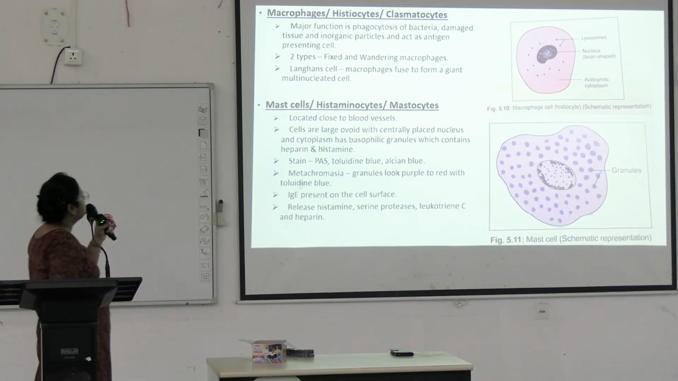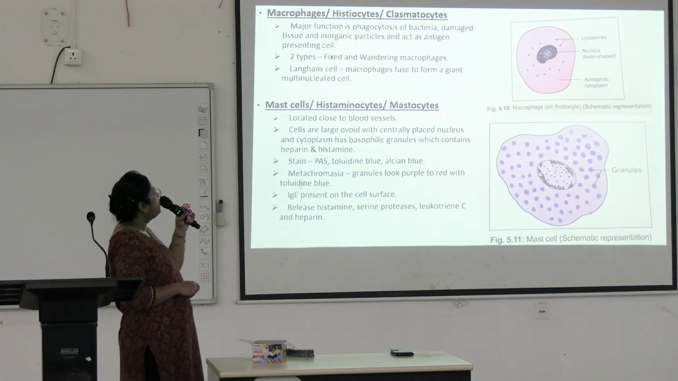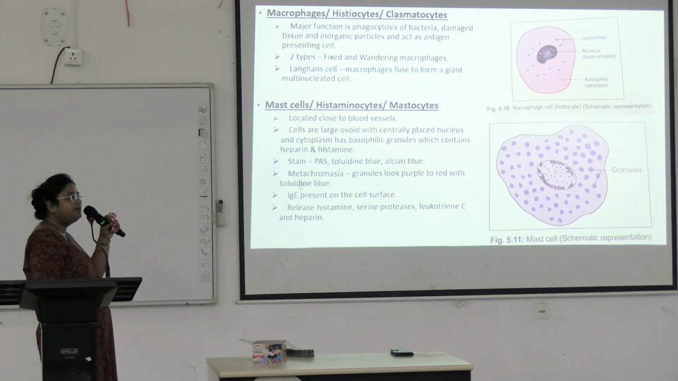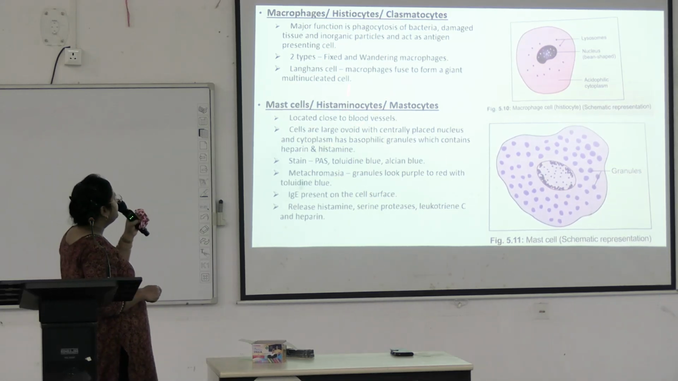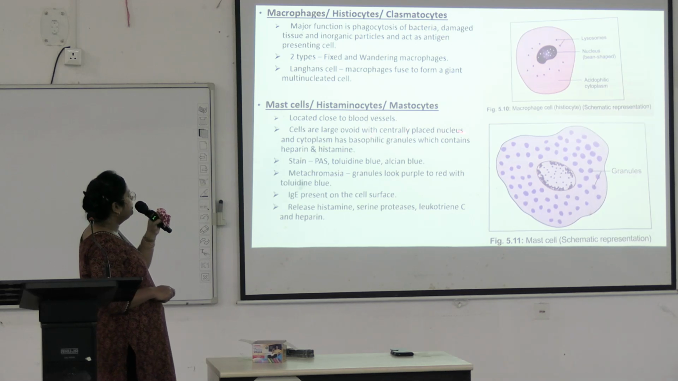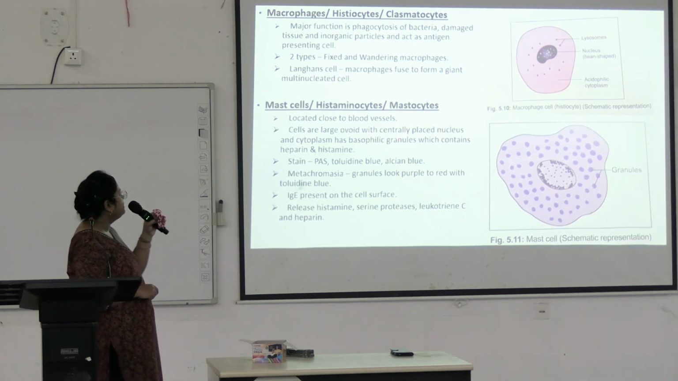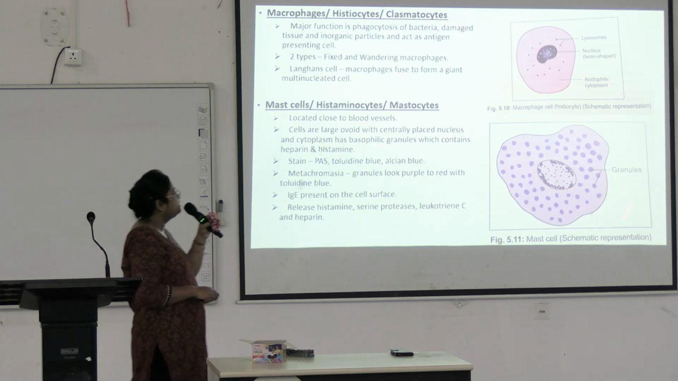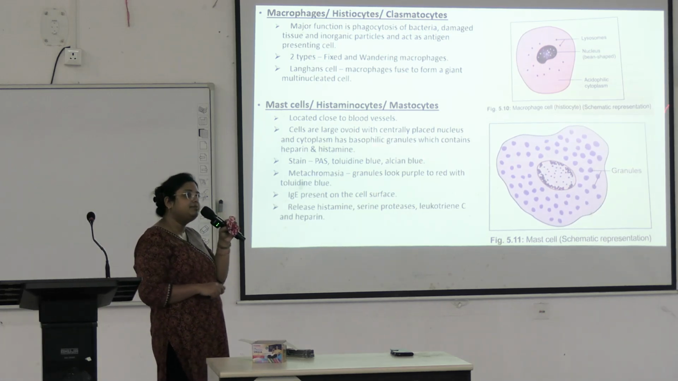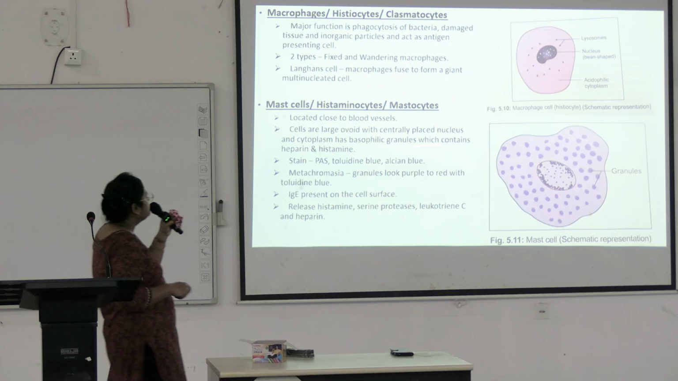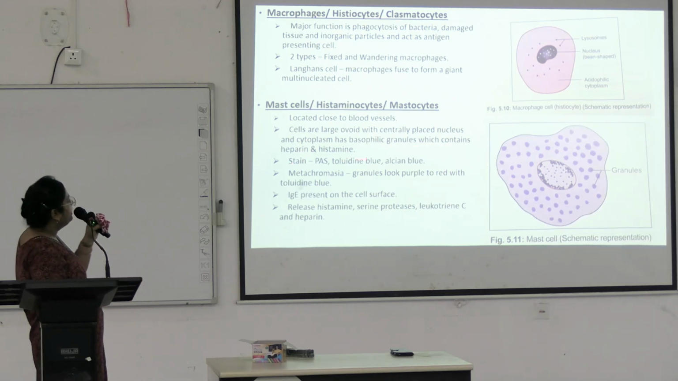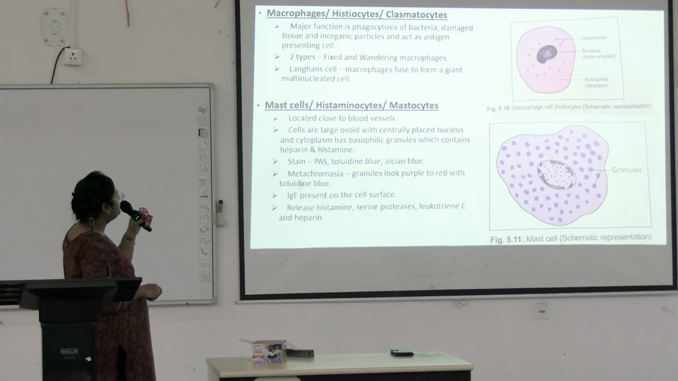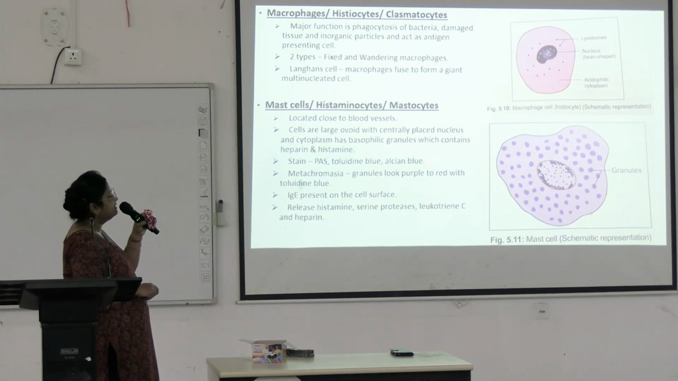Next is mast cells, or histaminocytes or mastocytes. These are located close to the blood vessels, and the cells are large and ovoid with a centrally placed nucleus, and the cytoplasm has basophilic granules. Basophilic granules will stain violet with hematoxylin, and contain heparin and histamine. Stains used are periodic acid Schiff stain, toluidine blue, and Alcian blue.